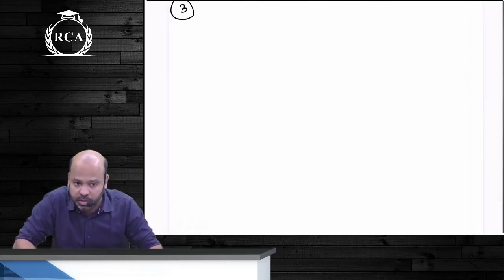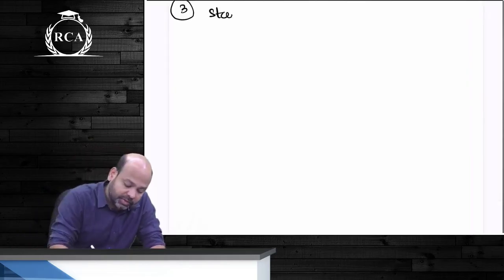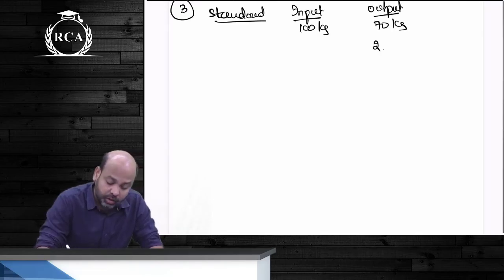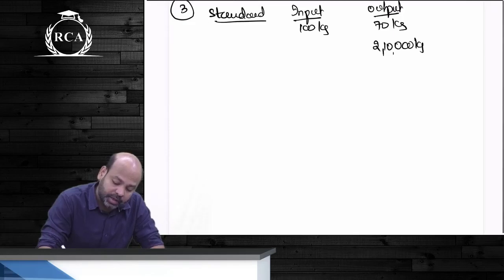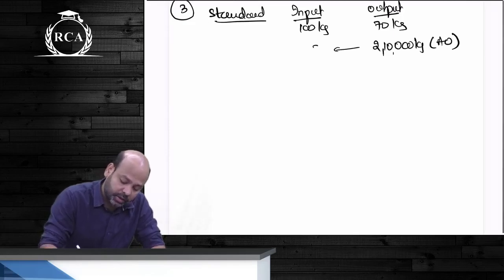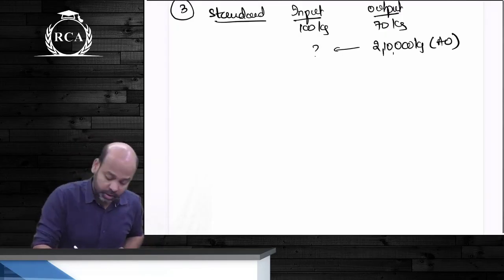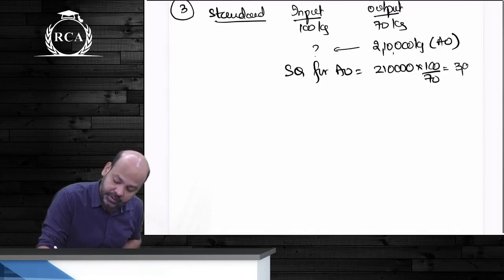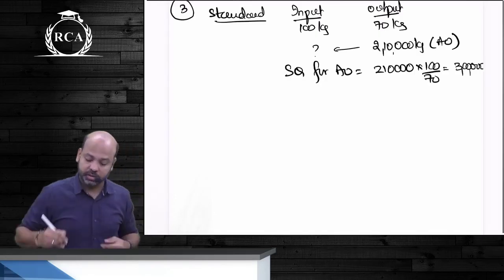It cannot be computed. So according to standard, beta, what is the relation? If the input is 100 kgs, you should get an output of 70 kgs. We always compute standard quantity for actual output. You know that your actual output, beta, is how much? 2,10,000. You will have to compute input for that, and that will be standard quantity for actual output. 2,10,000 kgs into 100 divided by 70. How many kgs? 3 lakh kgs.